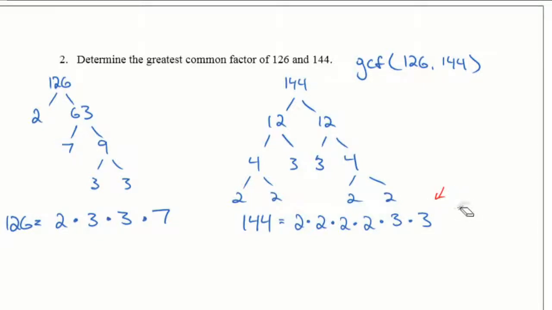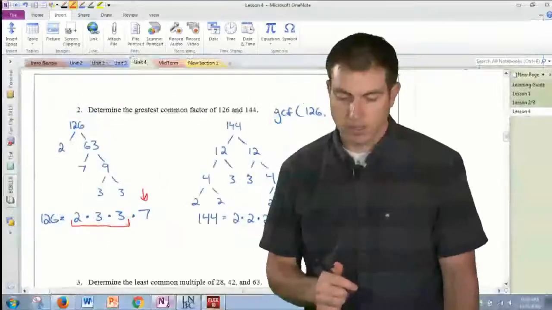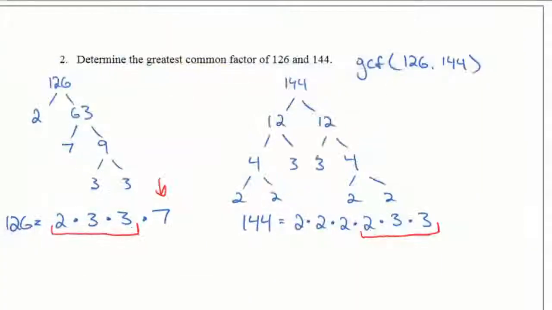How many 2s and 3s are common to these things? Well, this one has a 2 times a 3 and a 3. This one also has a 2 times a 3 times a 3. That's common. They both share that. So if they had something like a 7, and there's a 7 over here, I'd include the 7. But because it doesn't have a 7, I'm not interested in it. So the greatest common factor of these things is going to be 2 times 3 times 3, which is going to be 18.